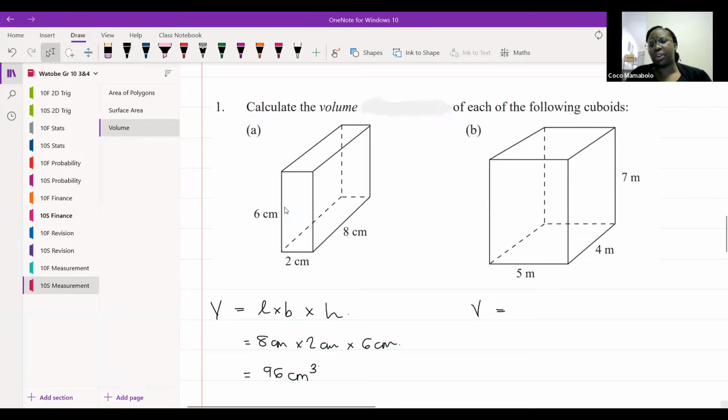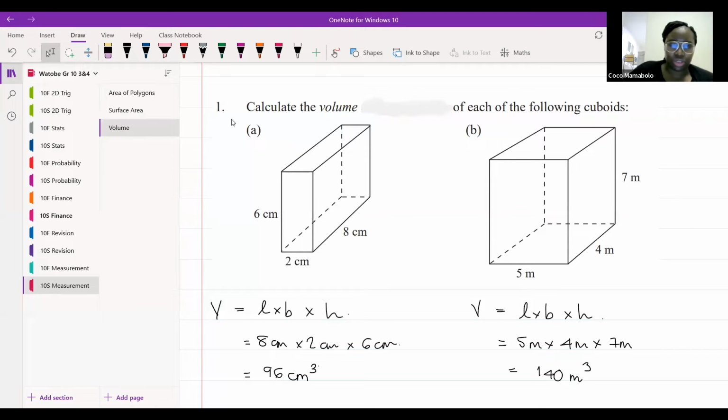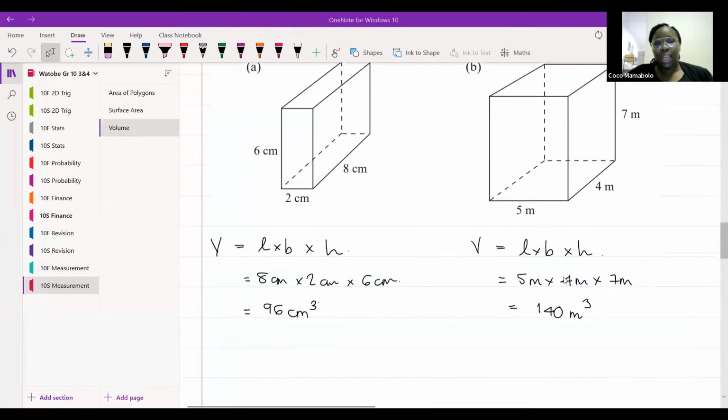The volume of this one over here, again, because our base shape is a rectangle, we're going to have length times breadth multiplied by the perpendicular height, which is going to give us 5 meters times 4 meters times 7 meters, which is 140 meters cubed. Now, I'm not going to rate these questions. These questions are too easy. We are looking at things just in J. Too easy. Let's keep moving.